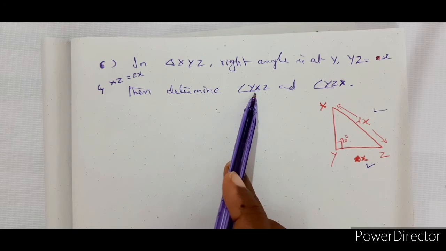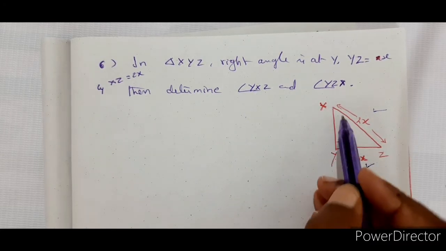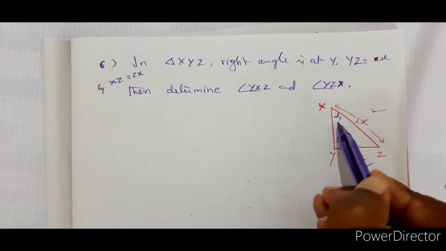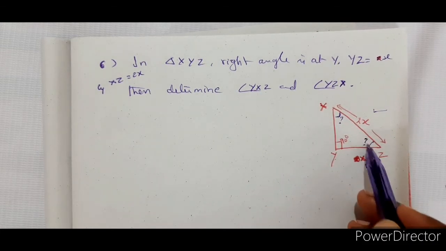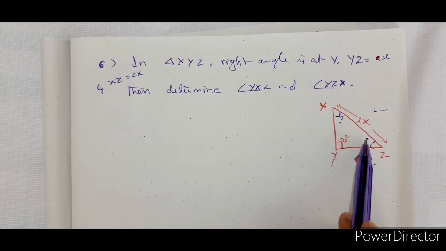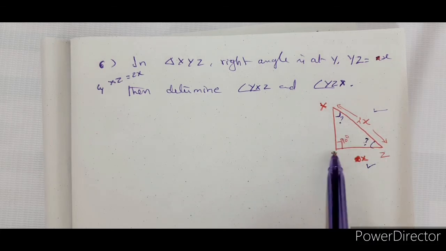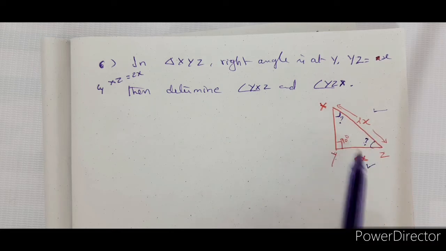Then determine angle YXZ. Like, what is this angle? Angle X and angle Z. So this is what he is asking us to find out. Whenever we have to find out the angles from this, what did I say? Always try to have all the 3 sides in your hand.